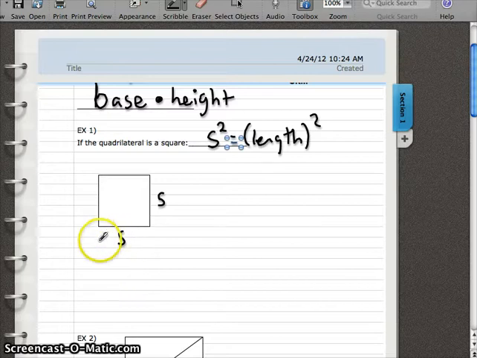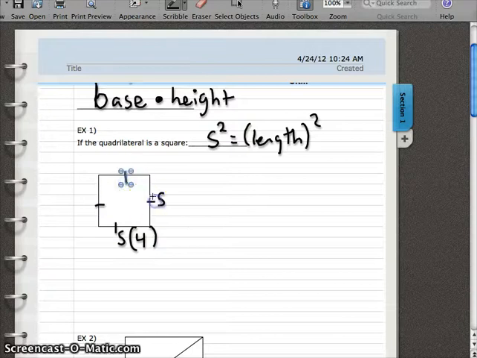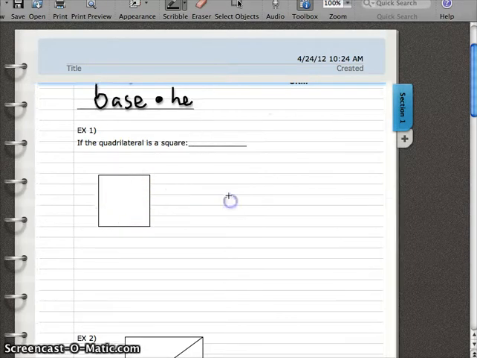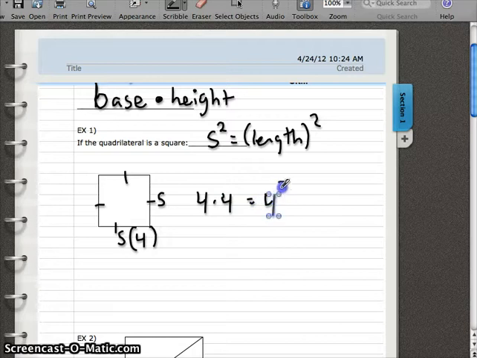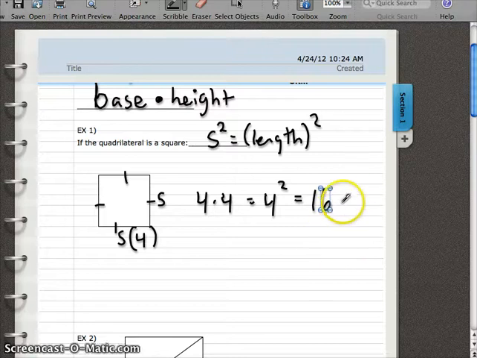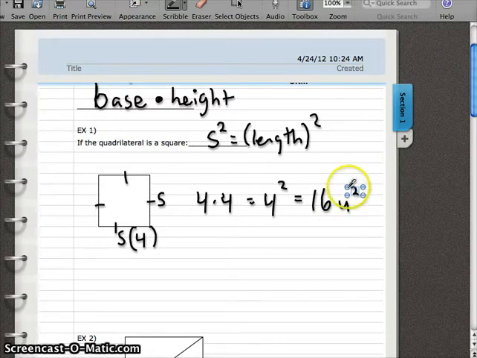So for example, if we knew that one of the side lengths of this square was 4, all of them are equal, so this over here is 4. So base times height would be 4 times 4, which is why we're allowed to simplify it to 4 squared, the number times itself. And so the area would be 16 square units. You could say feet squared, you could say centimeters squared, or any unit squared.